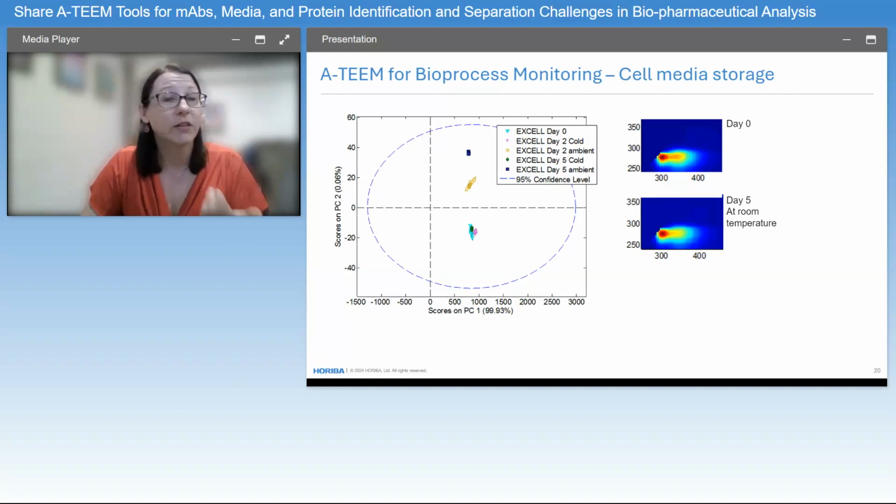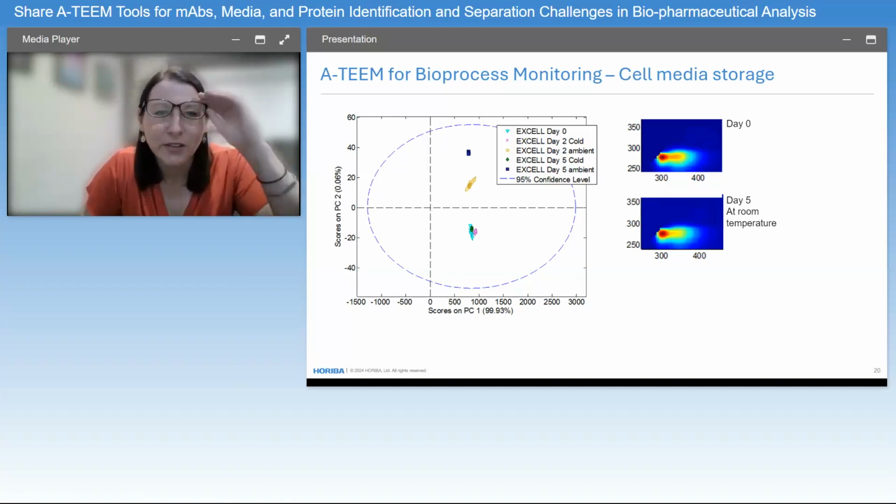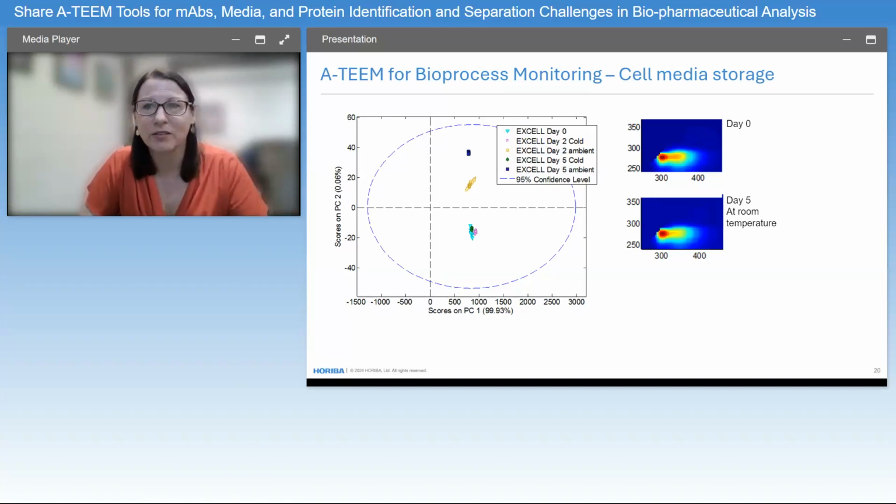But when you use multivariate analysis to separate or classify these data sets, you can see that the day 0, which is the light blue here, is grouped kind of far away from the day 5 at room temperature, which is the very top, the blue or black square dots, which are somewhat different in their quality. So the PCA can then distinguish the media that's changed based on time and storage temperature. Again, this can help you make decisions on which cell media to use to get good results in the bioreactor.